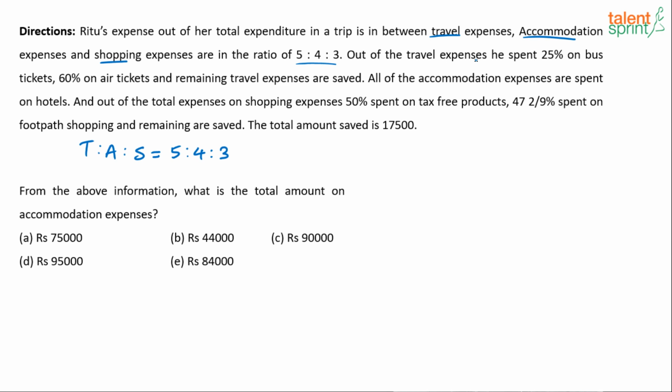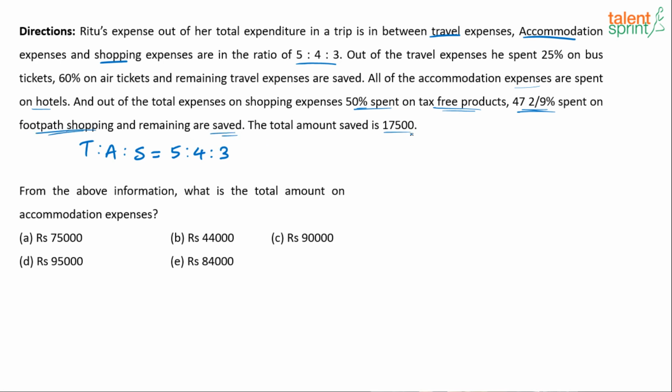Out of total travel expenses, he spent 25% on bus, 60% on air tickets, and remaining travel expenses are saved. Okay, so this 5 again is split into 3 parts. All of the accommodation expenses are spent on hotels. So accommodation entirely spent, nothing is saved. And out of the total expenses on shopping, 50% is spent on tax-free products, 47 2/9% is spent on footpath shopping, and the remaining are saved.